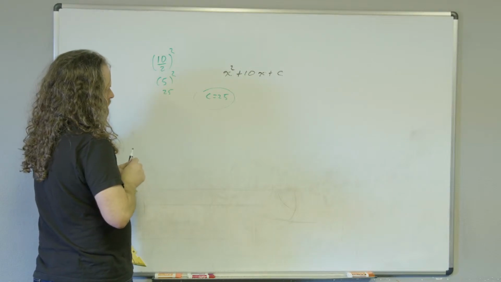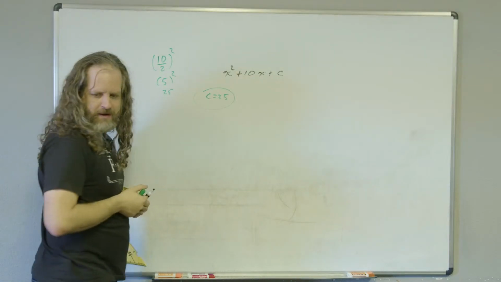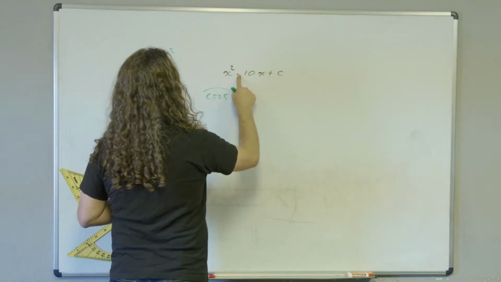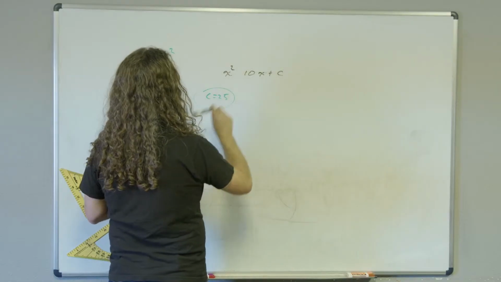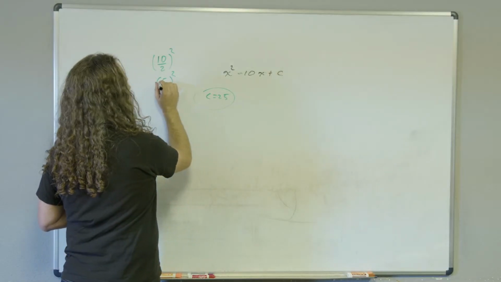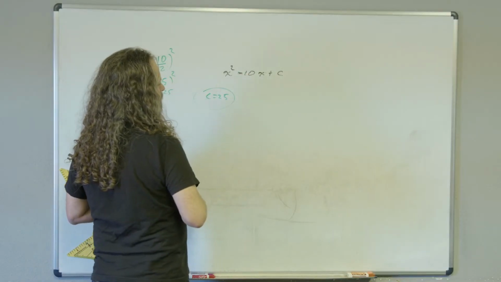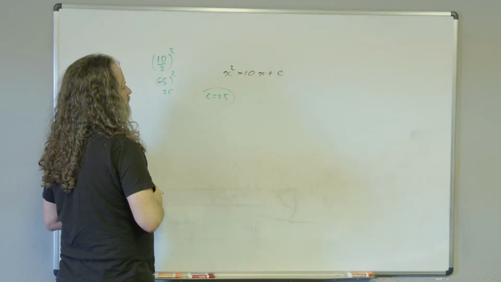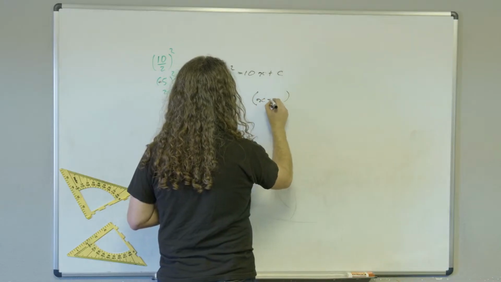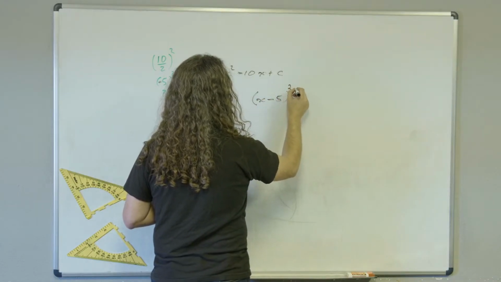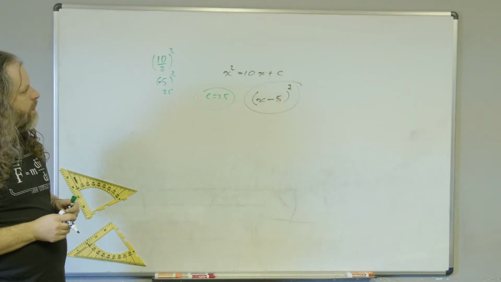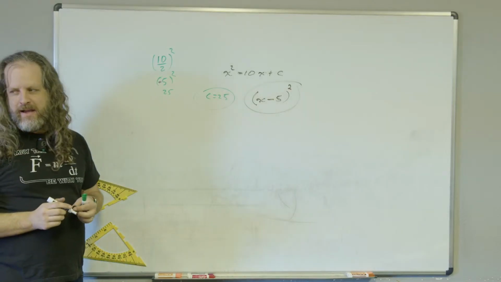Wouldn't it be minus 10x? Is it minus 10? Oh, it is. You're right. It's not going to change this answer, but it will change the next answer. So that's still the c, right? And then it factored would be x minus 5 squared. Easy peasy.